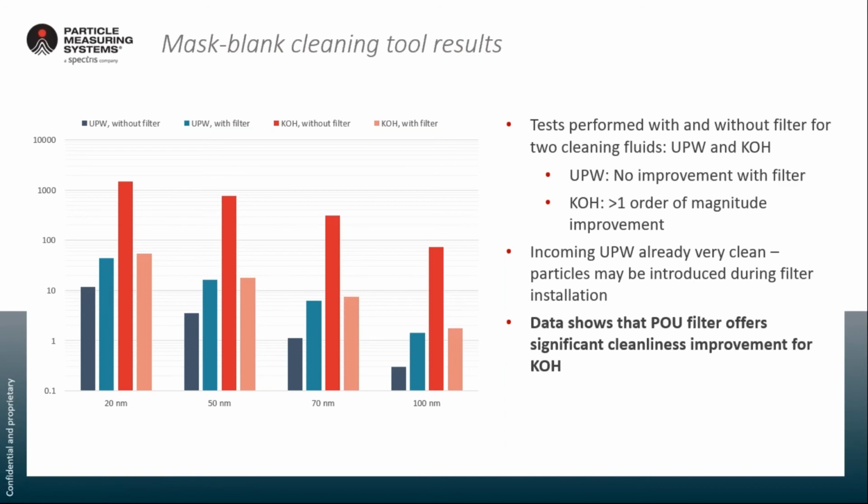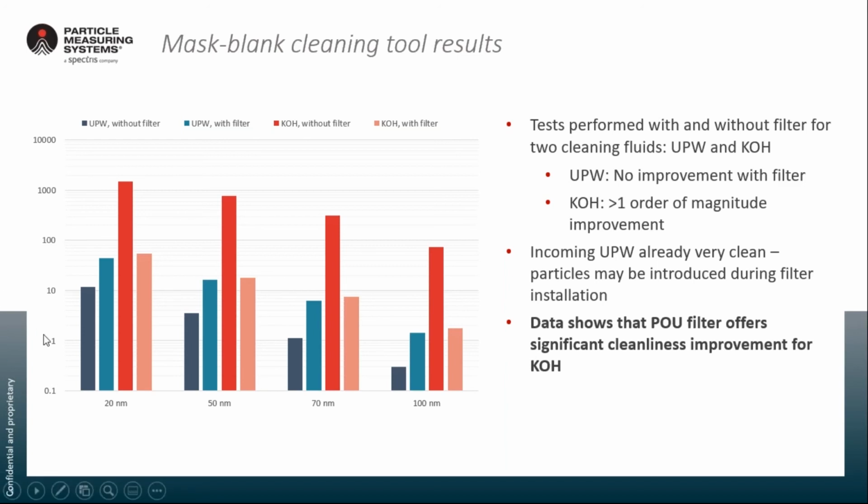And this is most likely because the UPW was already very clean, with particle counts around 10 particles per milliliter. And it's likely that additional particles would have been introduced into the system during the installation of the filter, and possibly also from the filter itself. And since the baseline particle levels were so low, these additional particles have a more noticeable effect on the final particle concentration. On the other hand, for the KOH, the results are more as we would have expected.